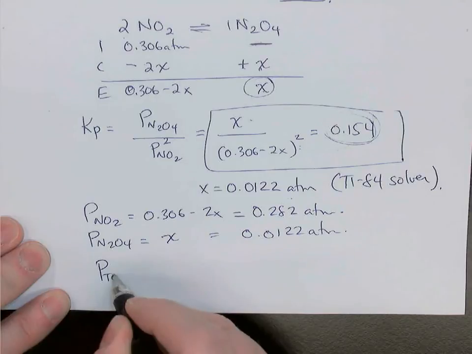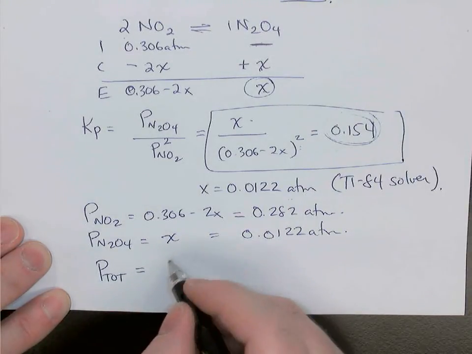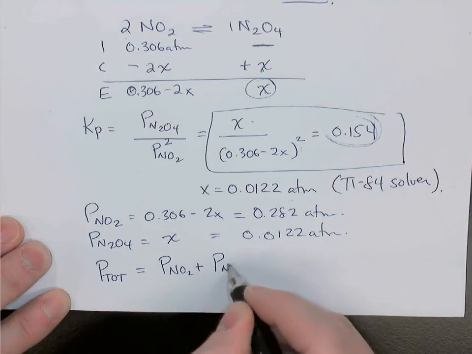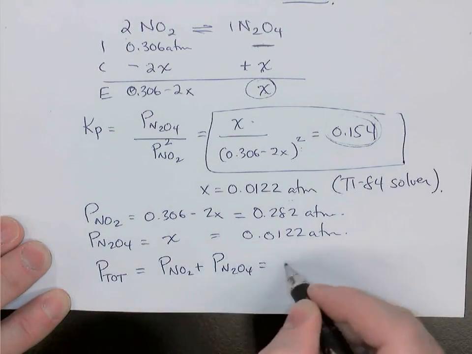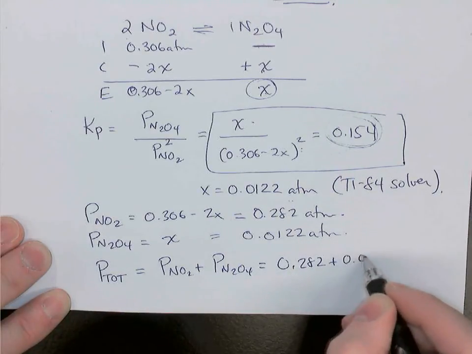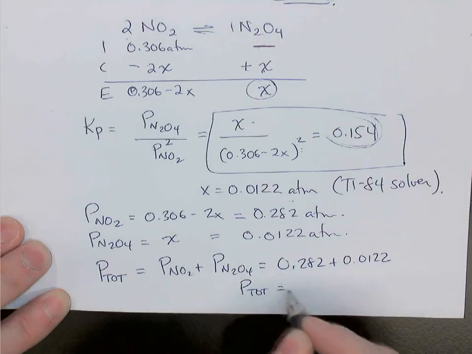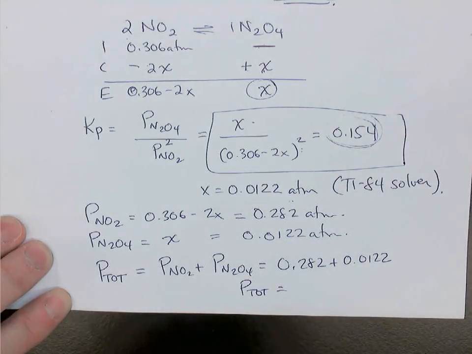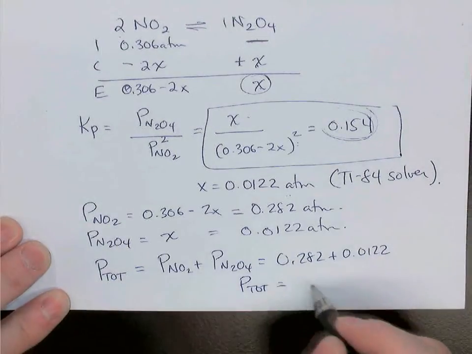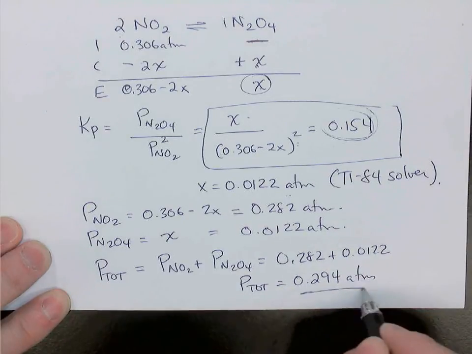So now we're just going to use Dalton's law, which says the total pressure is the sum of the partial pressures. The pressure of the NO2 plus the pressure of the N2O4. So it's going to equal 0.282 plus 0.0122. So P total is 0.282 plus 0.0122, 0.294 atmospheres.